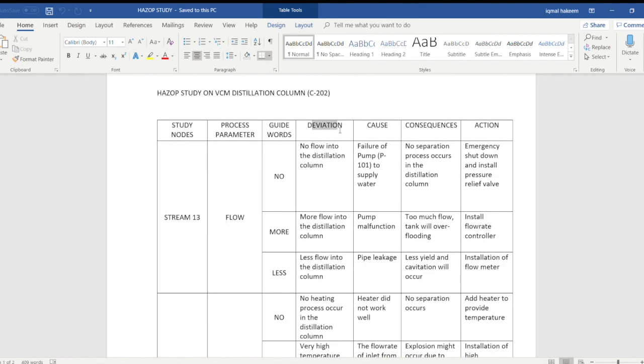Next is deviation, which is related to the guide word, and the next one will be cause and consequences. So for example, for the stream 13, if no flow on the stream, the cause will be the failure of pump P101 to supply water, and the effect will be no separation process occur in the distillation column. And as you can see, we have a solution for that particular problem, which is the action, and our action will be emergency shutdown and install pressure relief valve.